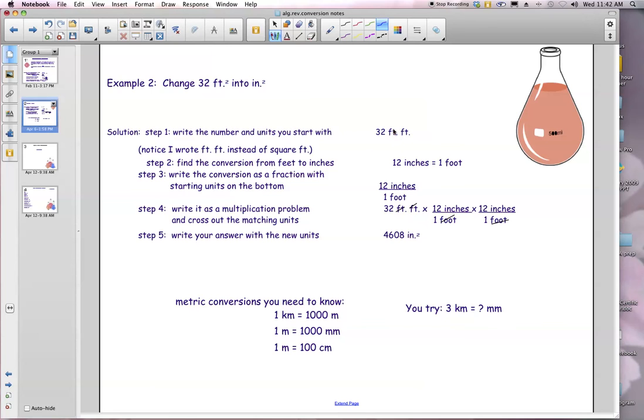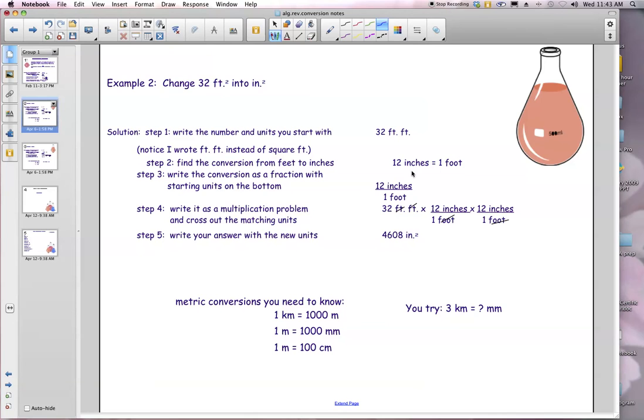But this is the same. I just wrote 32 feet instead of 32 square feet. My conversion from feet into inches is that 12 inches is equivalent to 1 foot. And I'm going to write it in the order so that feet are on the bottom, because that's what I'm starting with. Since I'm starting with feet, feet go on the bottom. So I'm going to write 12 inches over 1 foot.